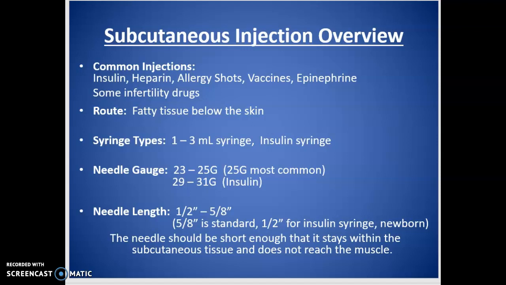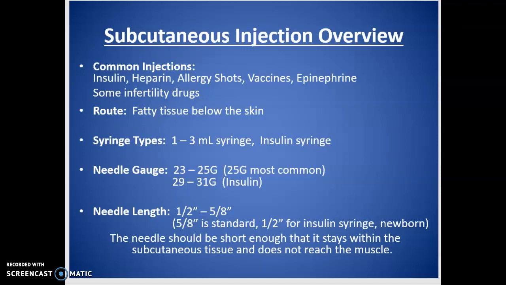Gauges, generally speaking, the most common is the 25 gauge, but somewhere in that 23 to 25 range for most vaccines or most subq injections. And that 1/2 inch needle that you see on the insulin syringe is usually a 29 to 31. So those are usually very thin. The length, anywhere between a 1/2 and 5/8 inch. 1/2 inch more for infants, 5/8 more for adults.